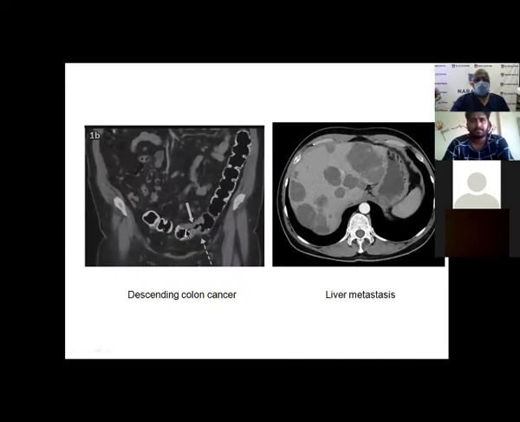Descending colon cancer, it's more like a tubular malignancy with narrowing. You can nicely see the extensive liver metastasis that is occurring in both lobes of the liver.